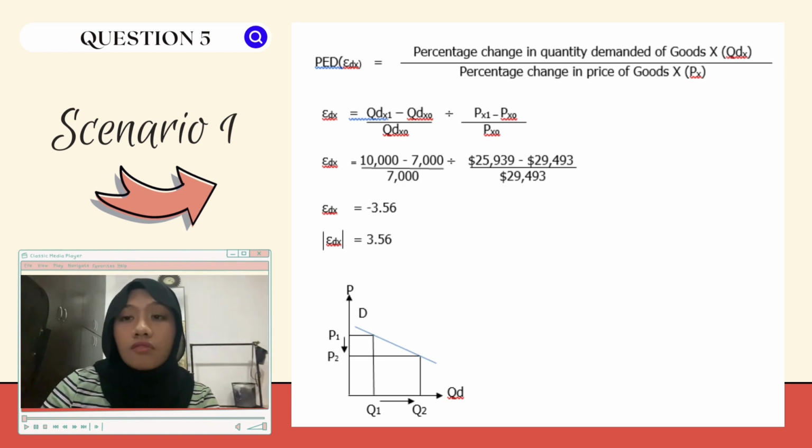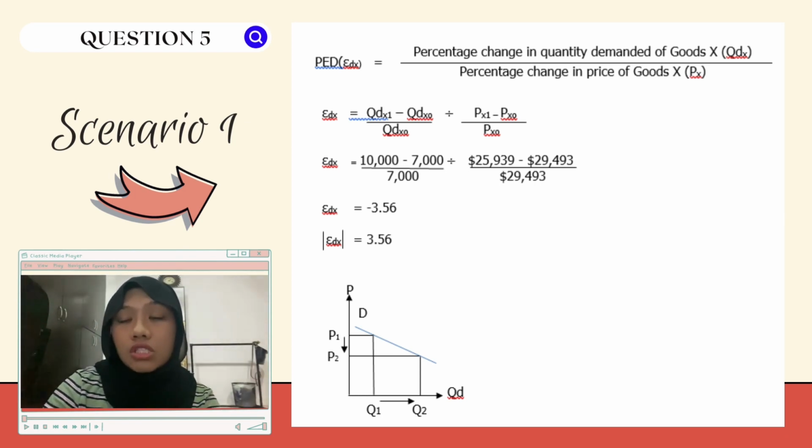So the formula for calculating price elasticity of demand is percentage change in quantity demanded of goods X over percentage change in price of goods X. So the answer that we got is 3.56. Okay, and let's look at the graph.